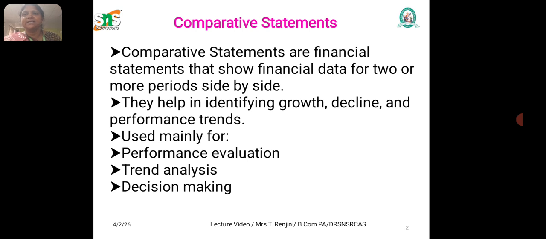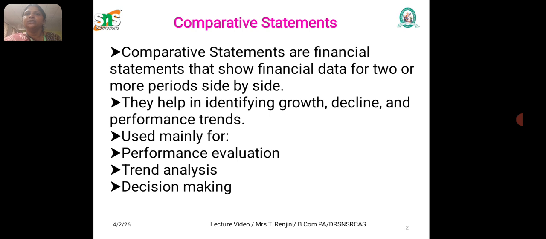By slide we will discuss how to identify growth, decline and performance trends. A comparative financial statement is one in which figures for two or more accounting periods are presented side by side to facilitate comparison. The main purpose is to evaluate the direction and speed of financial changes.